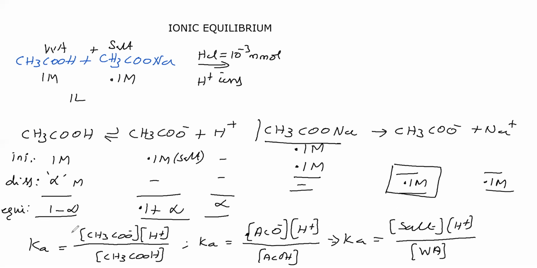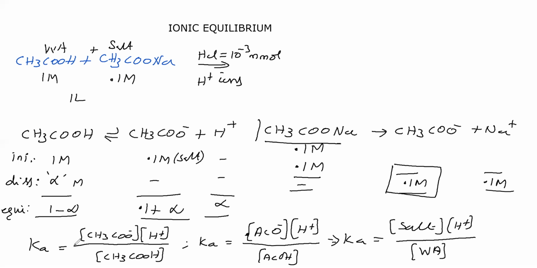Then for this acetic acid, it is 1 minus alpha. I will consider alpha is negligible compared to 1. Then I will say the equilibrium concentration of acetic acid is nothing but the initial concentration of acetic acid. That's what I have taken.